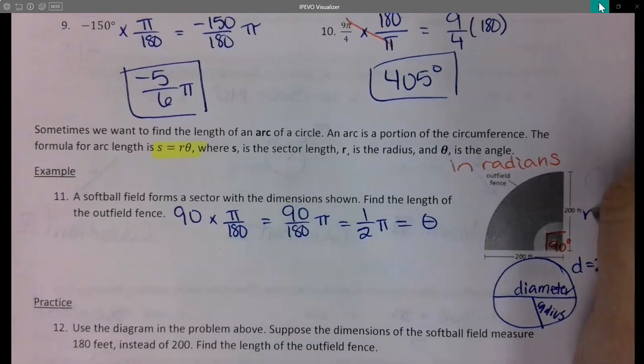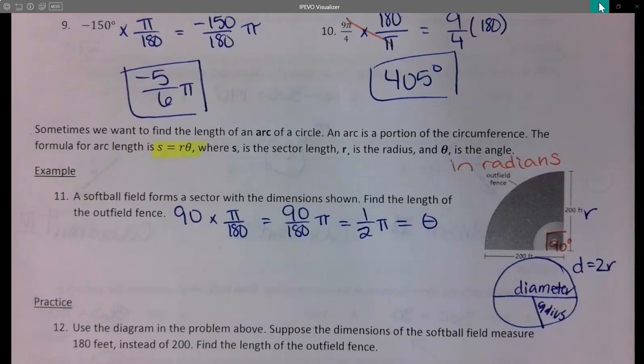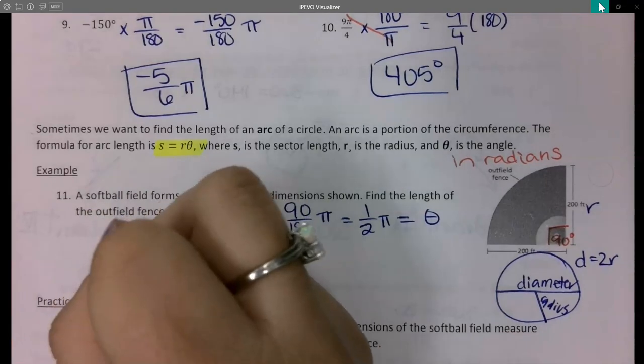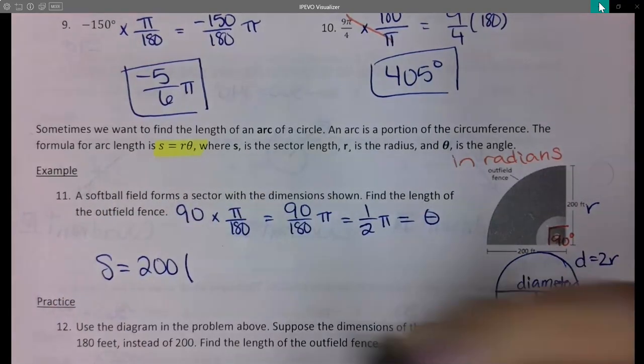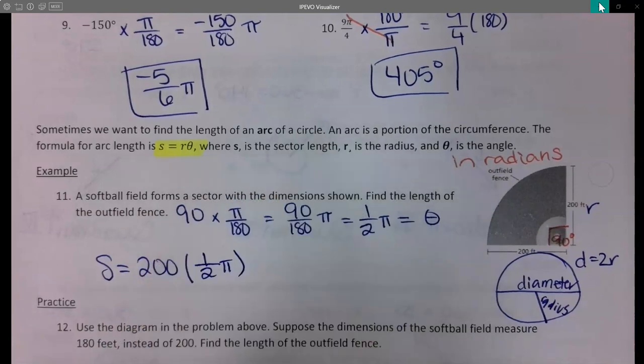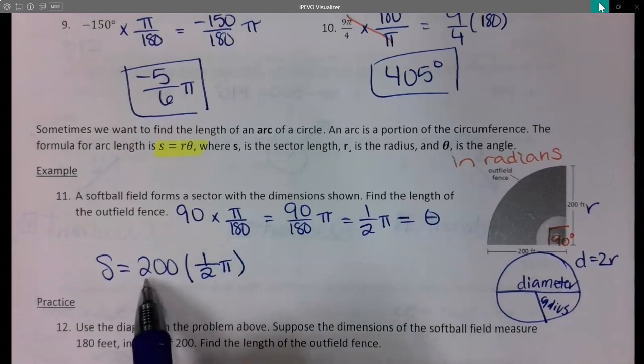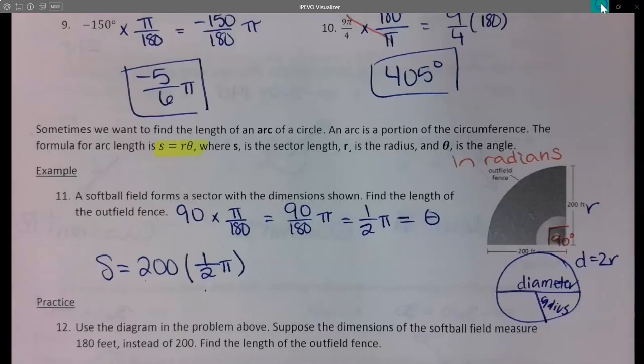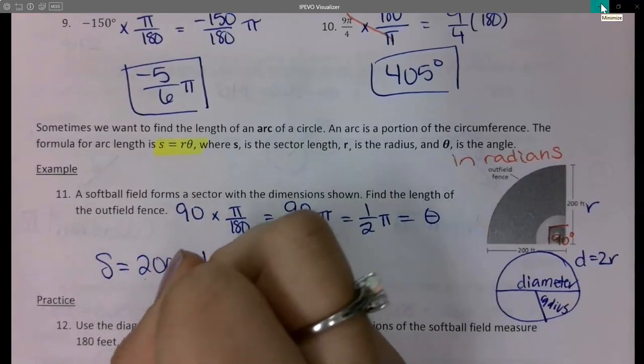In this picture, the 200 is my radius. So all I need to do is plug into this formula. I'm going to have S equals, my radius was the 200, my angle measure was 1/2 pi. The problem doesn't say it, but the test will: I want to leave in terms of pi. So all I need to do is multiply the 200 by the 1/2. If I go to Desmos, 200 times 1/2 gets me 100. So my answer here is 100 pi.